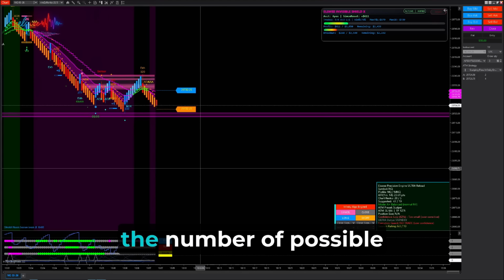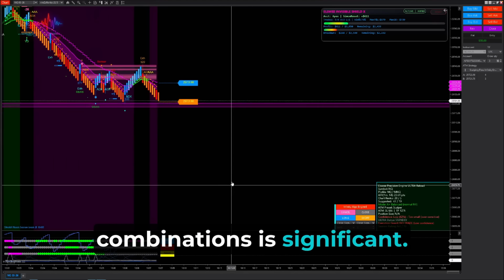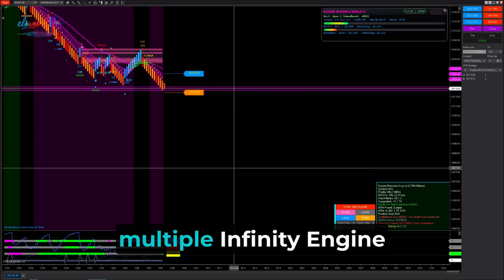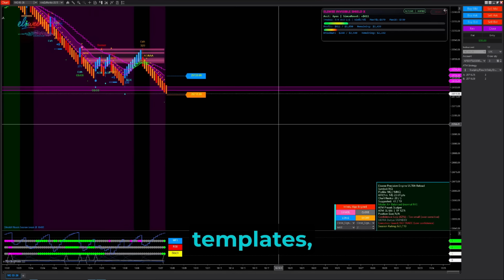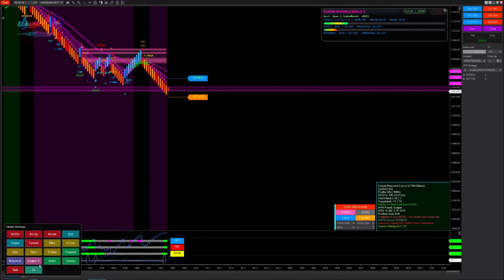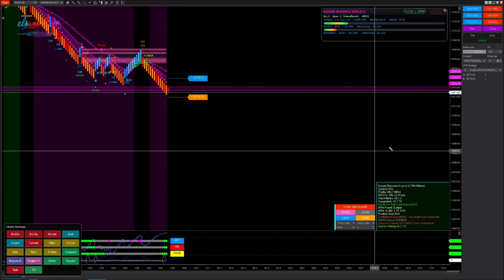As you can see, the number of possible combinations is significant. From this workflow alone, we can eventually derive multiple Infinity Engine templates, each tailored to different market behaviors and risk profiles.